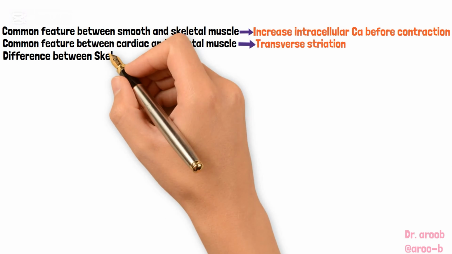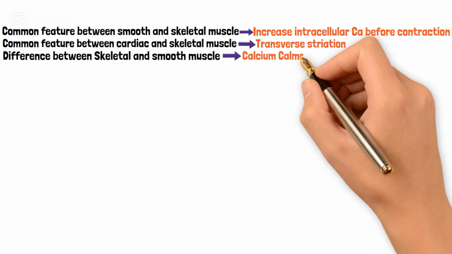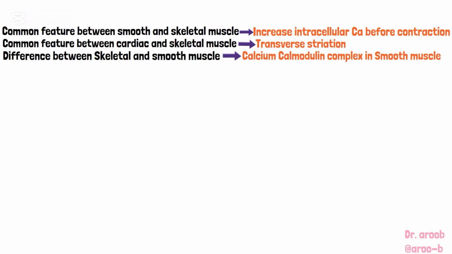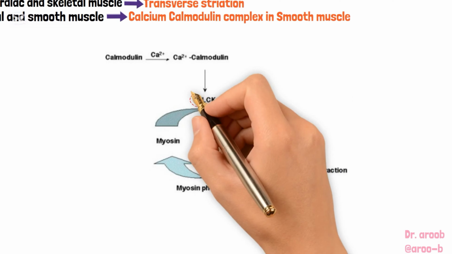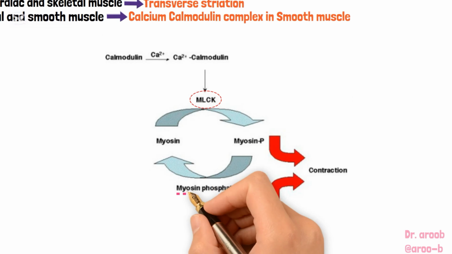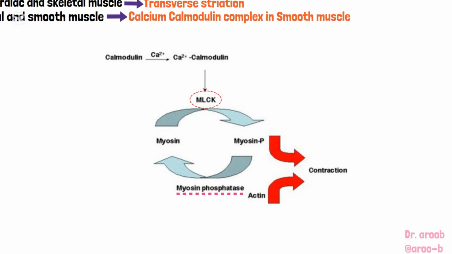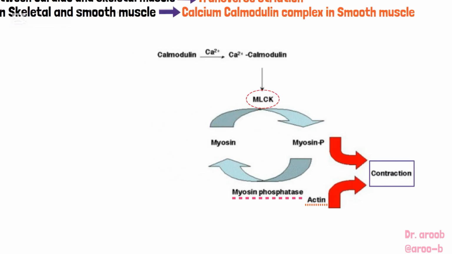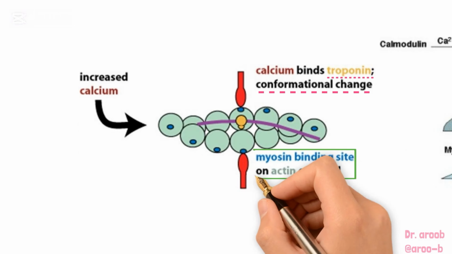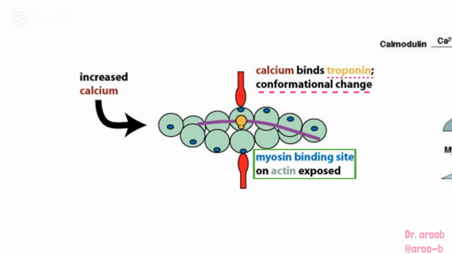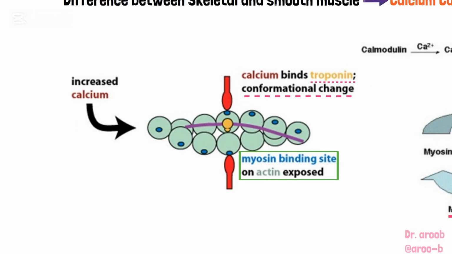Difference between skeletal and smooth muscle is the calcium-calmodulin complex in smooth muscle. Calcium-calmodulin complex activates myosin light chain kinase, which phosphorylates myosin, allowing it to bind to actin and initiate contraction. In skeletal muscle, calcium binds troponin, which then causes a conformational change that exposes the myosin binding site on actin, allowing for cross-bridge cycling and contraction.